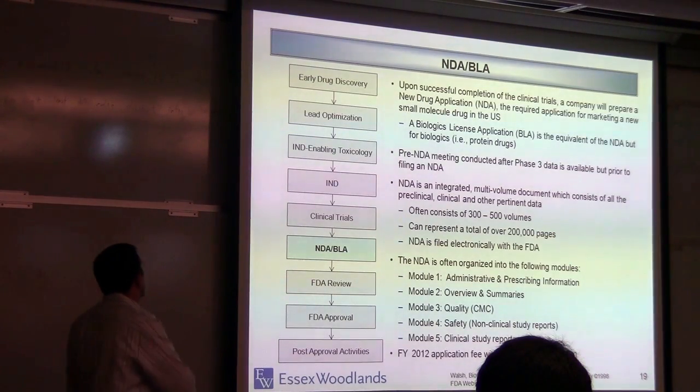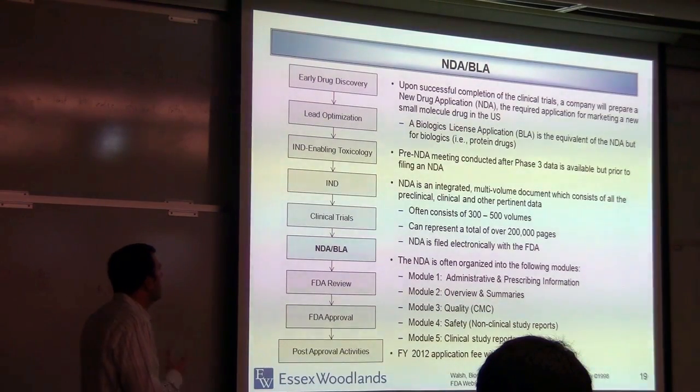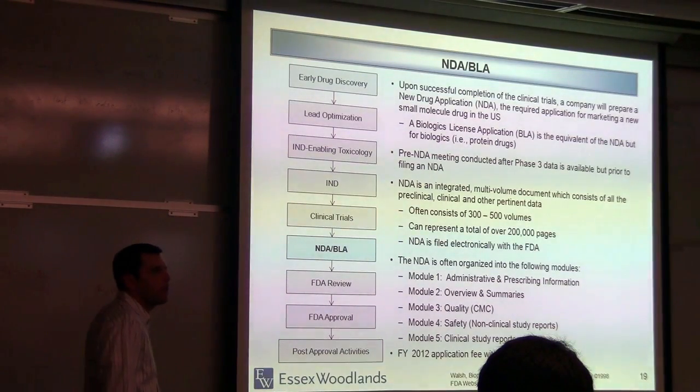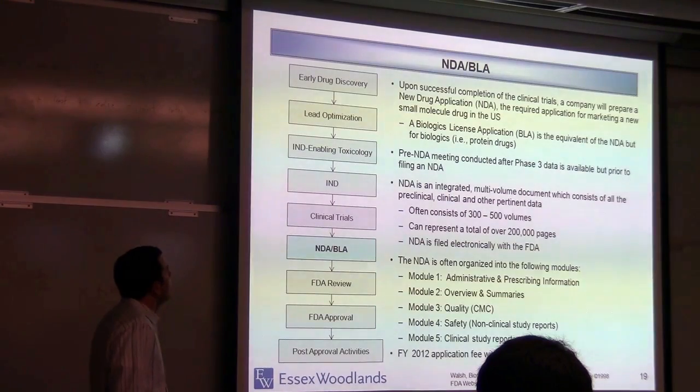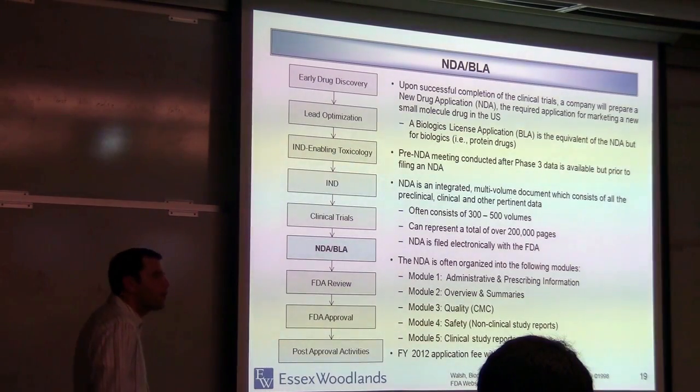And then once you've gone through all of that, then you get to the NDA or the BLA. And if all of that's been successful, and this has been a 7, 8, 10-year process, and could easily be over $100 million spent, then you can prepare to file your new drug application, your NDA, that is required for marketing a small molecule in the United States.